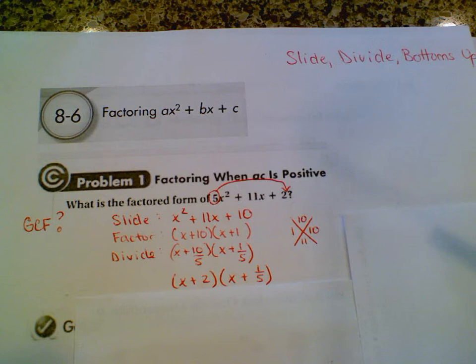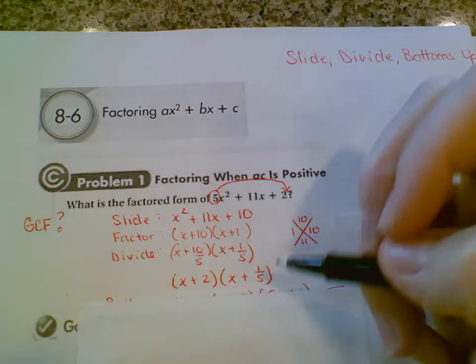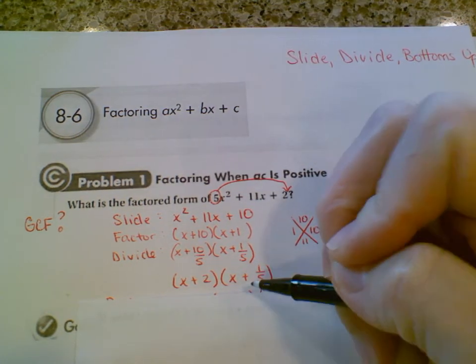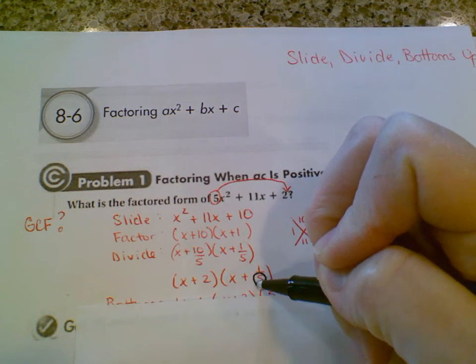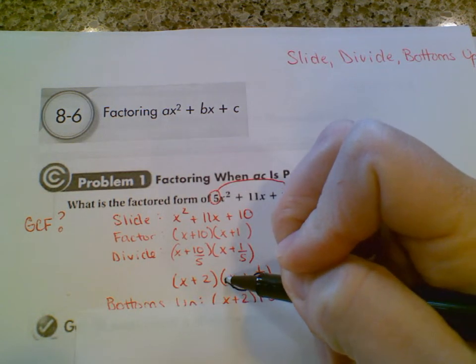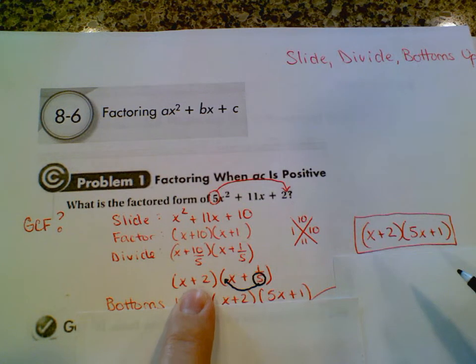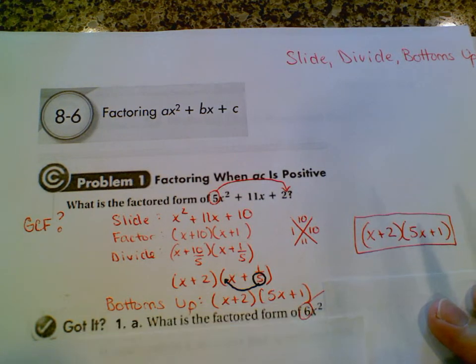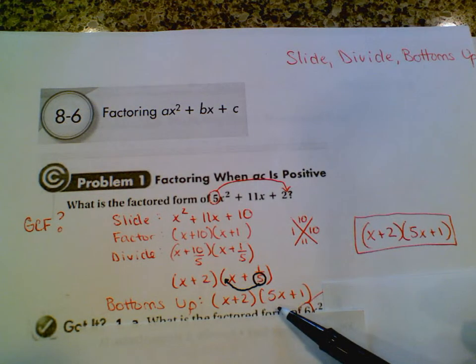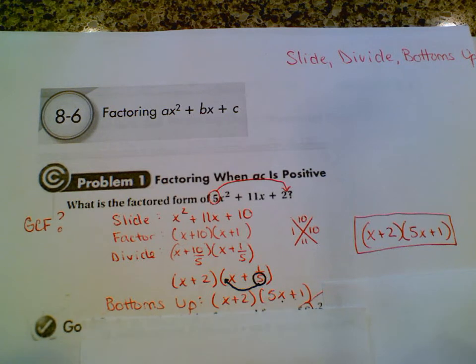Here's the part where you're actually going to do the bottoms up. So every time you end up getting a fraction that does not reduce, the bottom number is what will come up to that leading coefficient. So my new answer would say x plus 2 because that factor won't change, and then I would make that 5 go up, so it would become 5x plus 1, so I no longer have any more fractions. So again, we're going to be doing the slide, divide, and bottoms up today, so see if you can try that process on the next one.